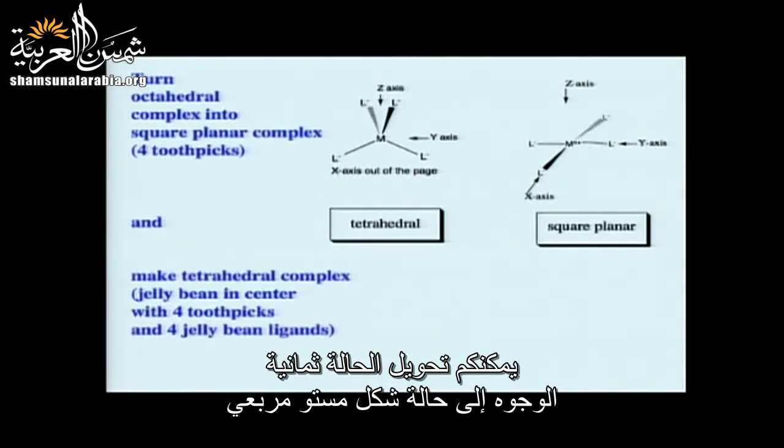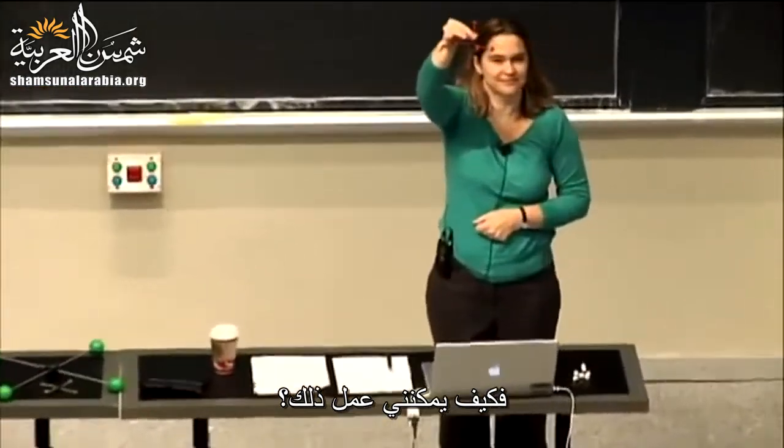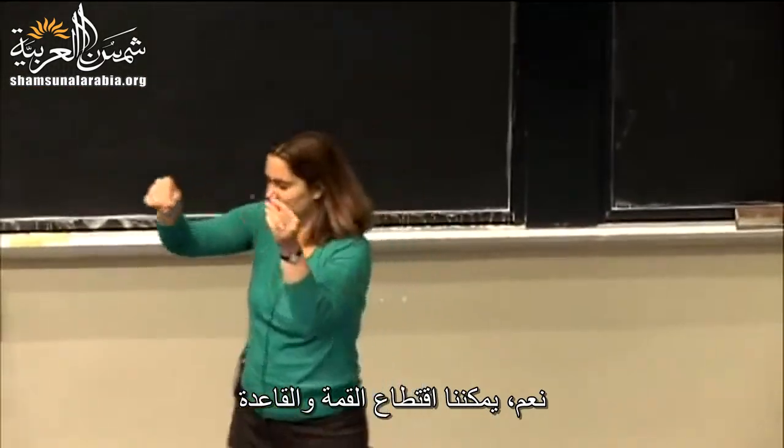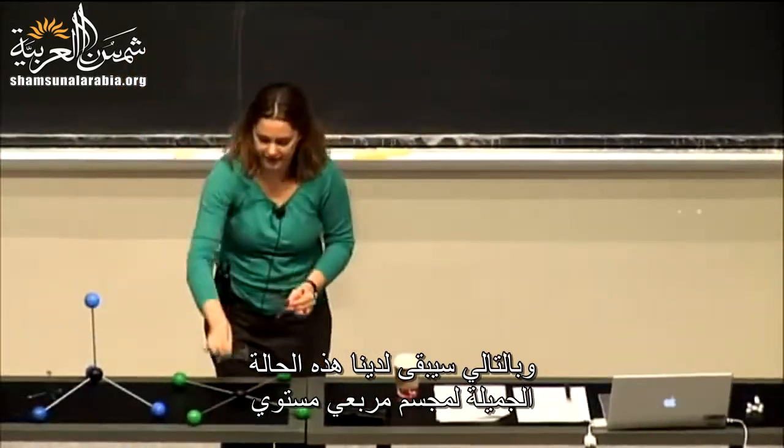So now you can turn your octahedral case into a square planar case. And how am I going to do that? Yeah, so we can just take off the top and the bottom, and we have our nice square planar case.